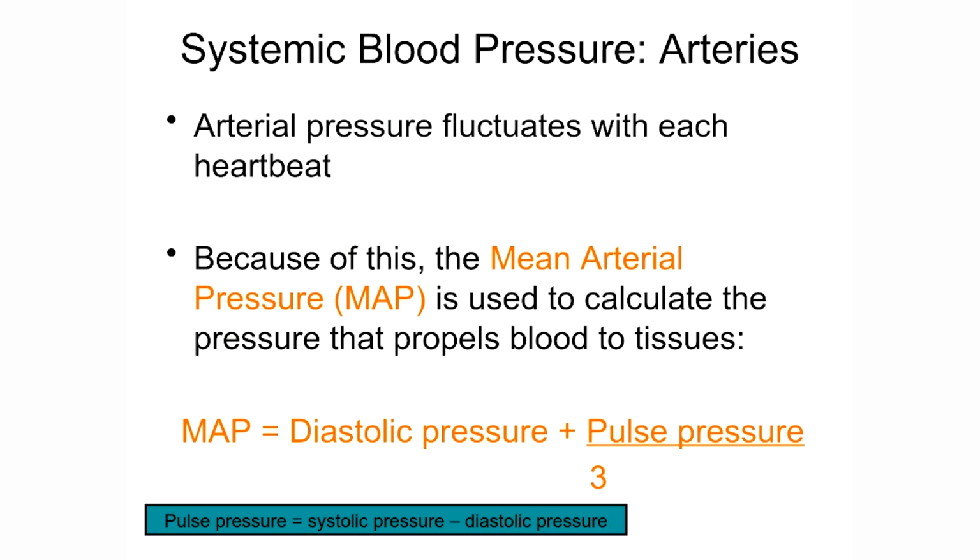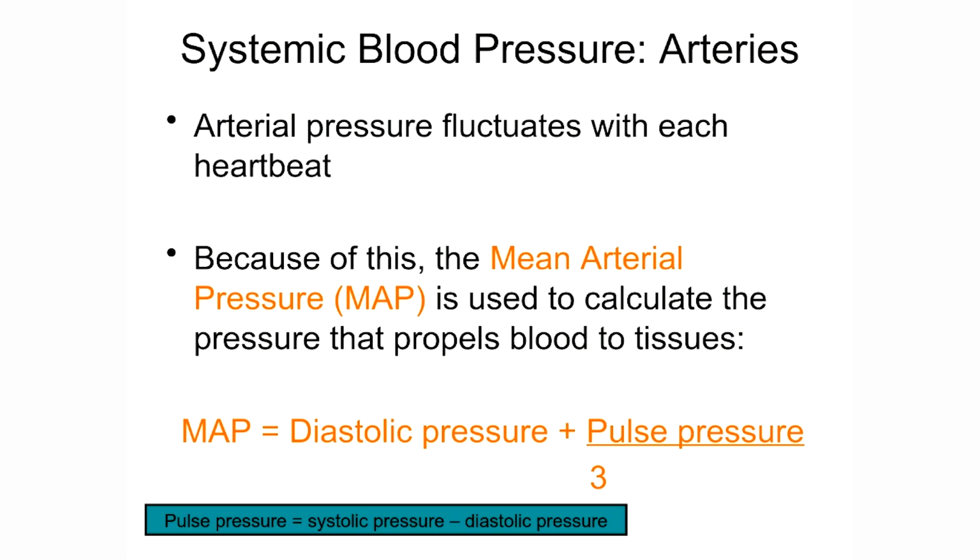Because of this fluctuation, we calculate what's known as the mean arterial pressure, or the MAP, to get an average pressure in a blood vessel. One of the reasons for this is that if we're able to calculate the MAP, or the average blood pressure, that's going to allow us to know how much pressure is in the vessel driving blood to the tissues of the body. Because if the MAP is too low, we're going to start to have problems with blood flow to tissues and organs getting what they need. If the MAP is too high, we're going to have problems with damage to blood vessels, which can lead to heart attacks, strokes, clots, those kinds of things.